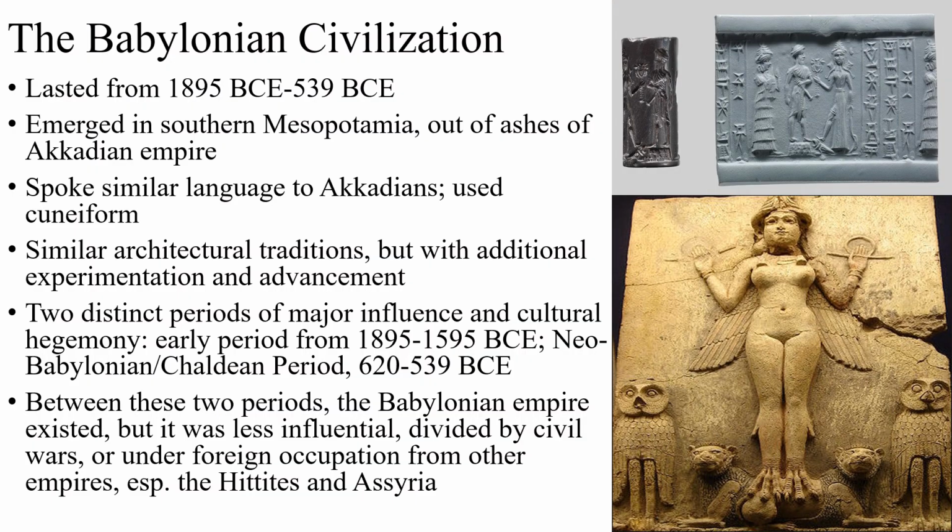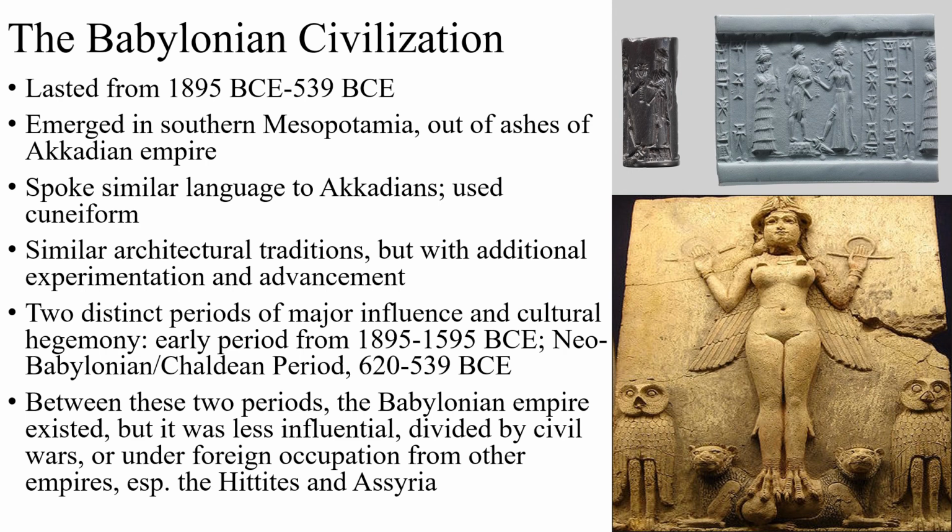Let's start with the Babylonian civilization. The Babylonian civilization proper lasted from about 1895 BCE to about 539 BCE. The Babylonian Empire emerged in southern Mesopotamia out of the ashes of the old Akkadian Empire, which we talked about in a previous video. The Babylonians spoke a similar language to the Akkadians, and they used the cuneiform writing system as well. The Babylonians also had similar architectural traditions, especially when it came to the construction of ziggurats. But the Babylonians included additional experimentation and advancement in their construction, which we'll talk about later.